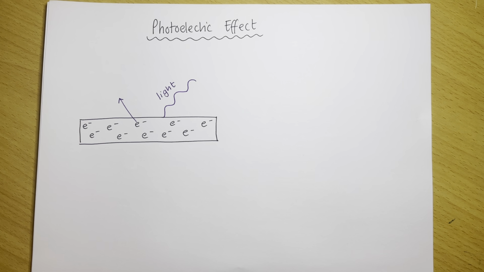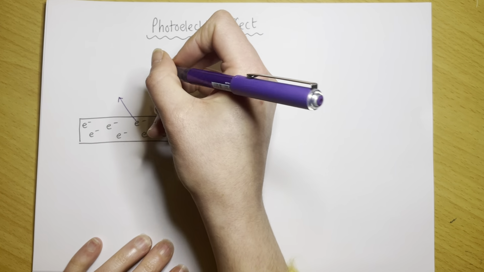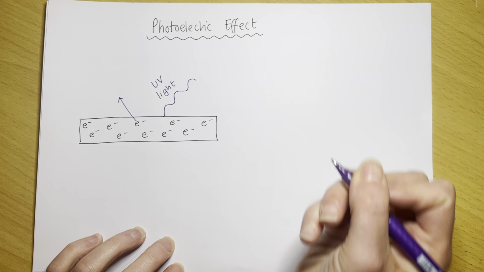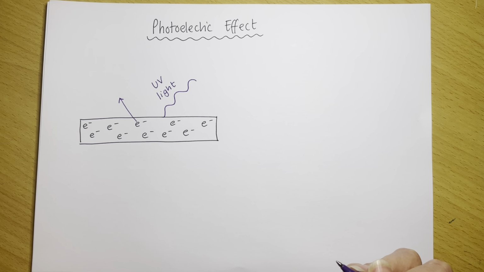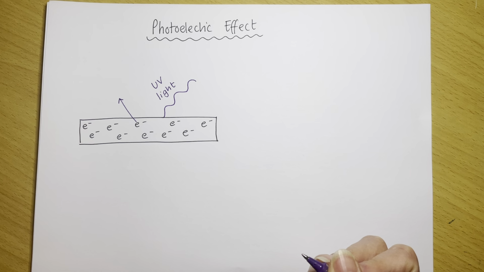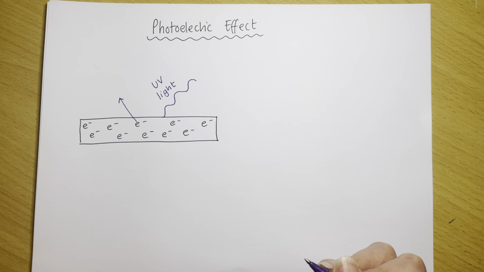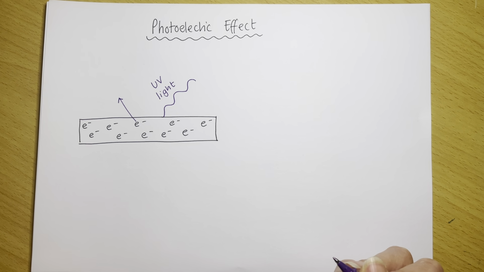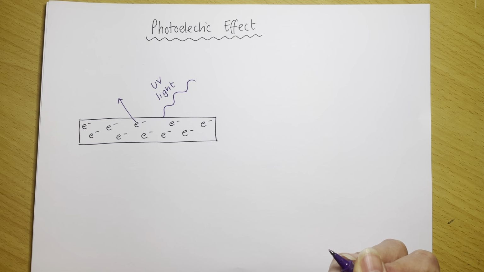The weird thing though, is this only seems to happen for UV light or sometimes very high frequency visible light. So maybe violet light or blue light. And that depends on which metal you're looking at. But for most metals, this only happens if there's UV light incident, that's the word, incident on the metal. Now, why is this? This is the start of quantum mechanics, and it's starting to explain how light can behave as both a wave and here as a particle.